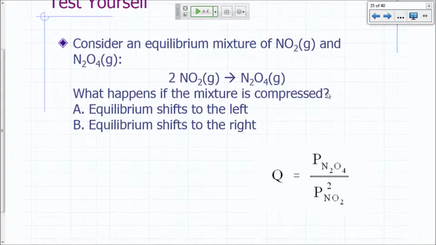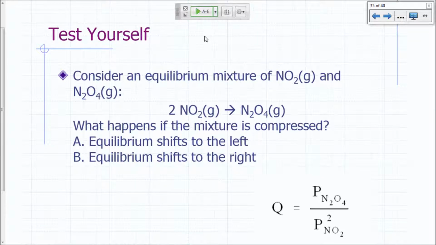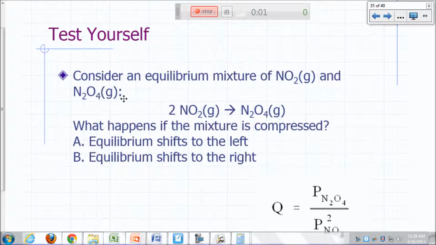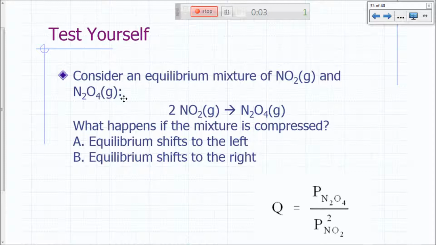Here's another example. Let's say you have an equilibrium mixture of NO2 and N2O4. What happens if the mixture is compressed? Equilibrium shifts to the left, or equilibrium shifts to the right. Ready? We're going to assume it's constant temperature. Unless otherwise specified, we're going to assume all of these stresses involve constant temperature. Will it shift to the left or shift to the right?